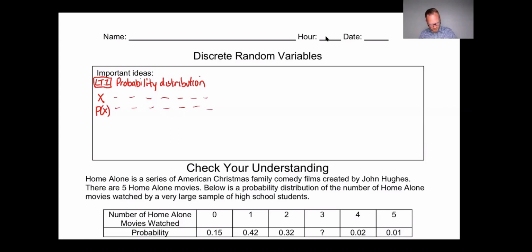And it's important to note here that you will only be given a probability distribution when you have a discrete random variable. So let's write out the definition of a discrete random variable. Takes a fixed set of values with gaps between values.